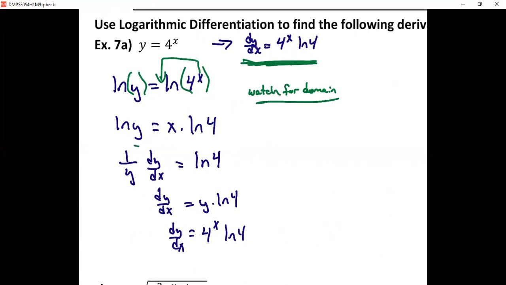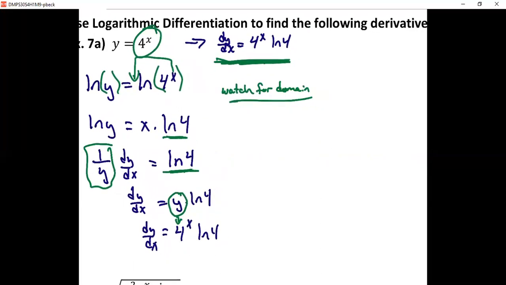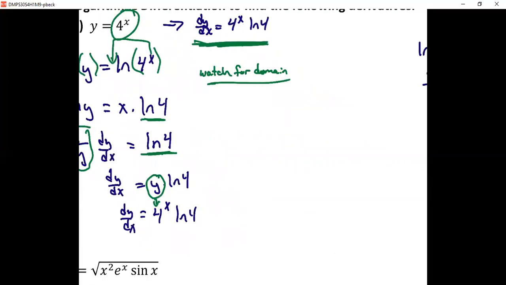So when we take our derivative, 1 over y dy/dx equals natural log of 4, and that's because natural log of 4 is a scalar. As a scalar, the derivative of scalar times x is just that scalar. Then we bring the y over to the other side and replace it with what y was at the very beginning. So that's the proof of why the derivative of 4 to the x is 4 to the x natural log of 4. If you remember in class, or when I said on my last notes, I tend to like to prove that with logarithmic differentiation as opposed to proving it the other way because it's a little bit more natural.